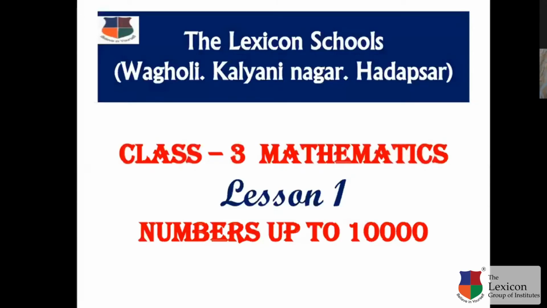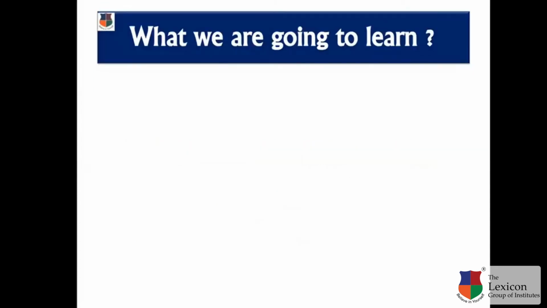We are going to start with lesson number 1, numbers up to 10,000, session 2 of mathematics. So before we start with our session 2, what we have studied last time, you remember, as we have discussed, we have studied about how to read and write 3 and 4 digit numbers, how to identify the numbers according to the place values.